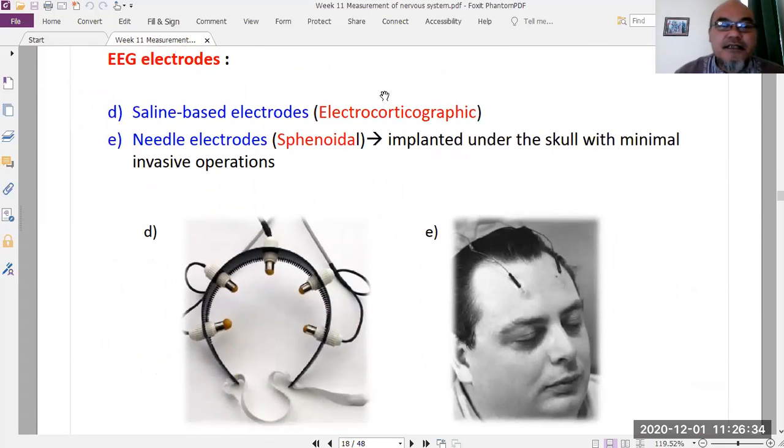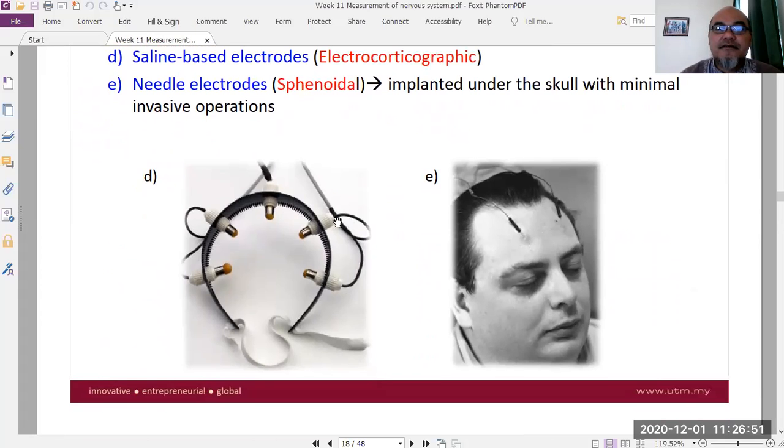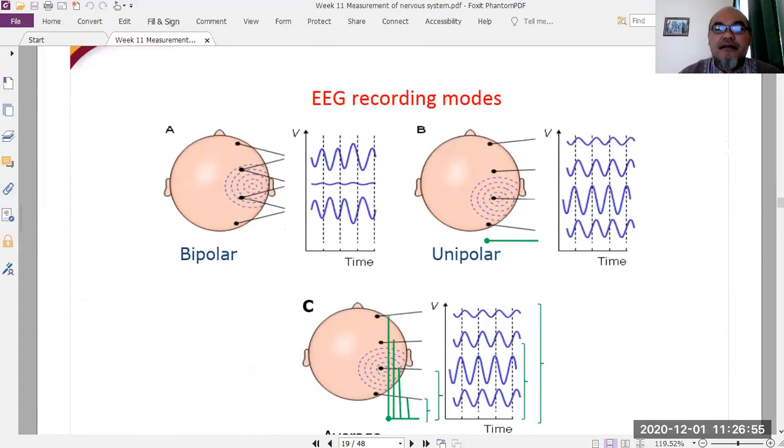And the EEG electrodes can be saline-based electrodes, what we call electrocorticographic, or needle electrodes, sphenoidal, like this, implanted under the skull with minimally invasive operation, like this. Okay, needle electrode, or like this is a saline-based electrode. So these are some of the EEG recording modes.